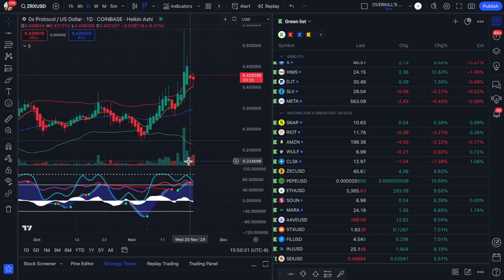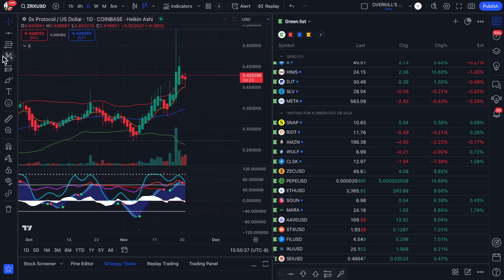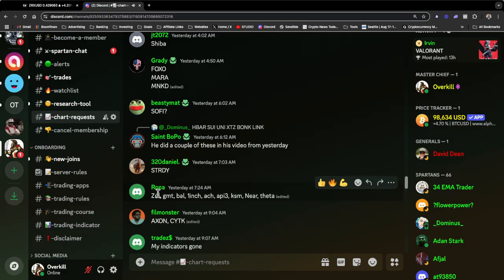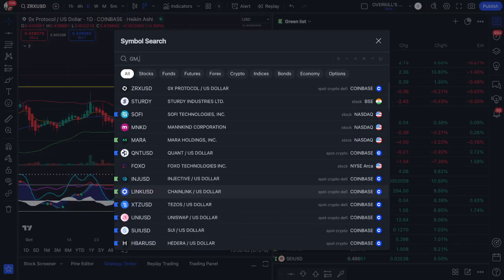Again, hopefully you took some profits up there. This dot came right there on the 29th. It shot all the way up to 54. That was a pretty nice move. If you're in this name, you do have a red dot, so set your stop loss at 40 on ZRX. GMT.